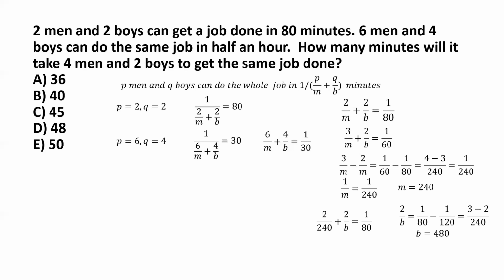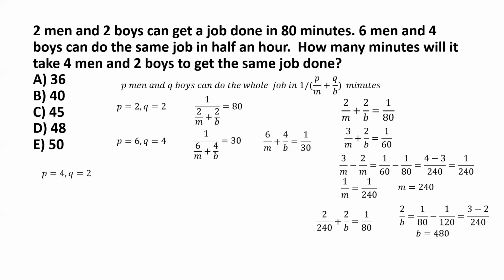So now consider what we have been given to find. We have 4 men and 2 boys. So P equal to 4 and Q equal to 2. So what's the time taken in minutes? Well, we know that the time taken in minutes will be 1 over P by M plus Q by B in the denominator, right? The very first expression, the generic expression that we obtained for P men and Q boys working together, how many minutes it takes to do the whole job.